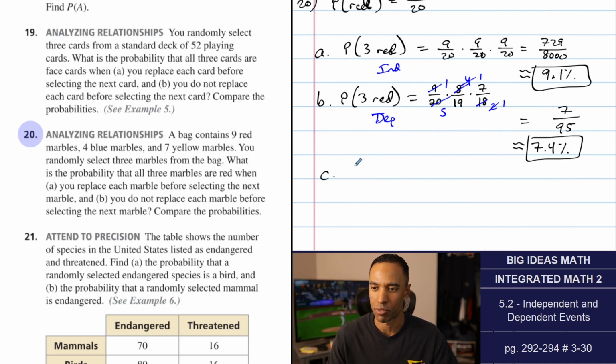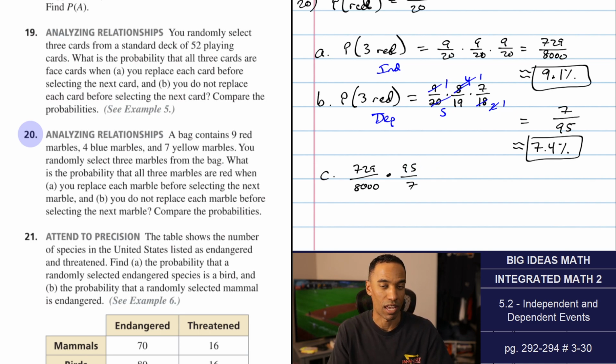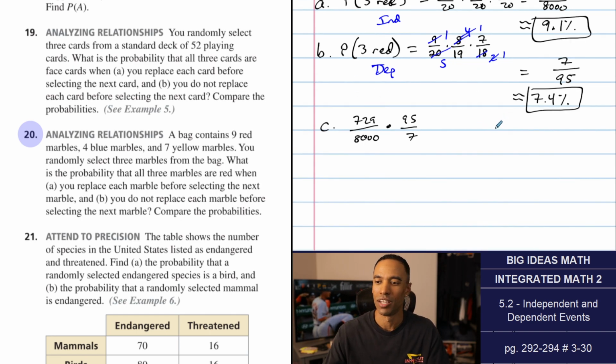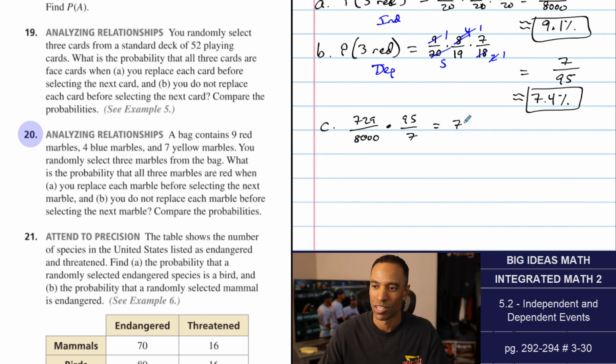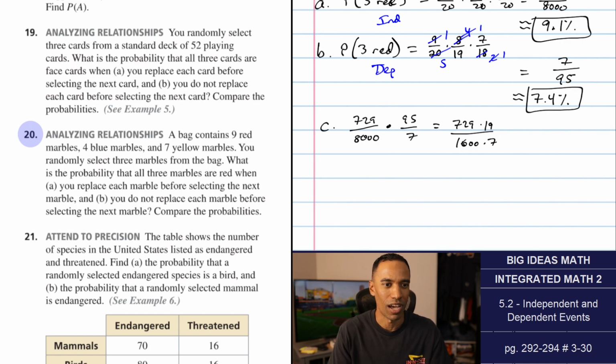This time, let's write it as I was saying before. Let's do 729 over 8,000 times, and then let's flip that, 95 over 7. And 729 can't divide by 7 as far as I can tell, but 95 over 8,000 can reduce, you can at least divide by 5. I'm sure that's it. But it can reduce to 19 over 1,600. So it can reduce this to 729 times 19 over 1,600 times 7. And I know that's probably unorthodox to really care about there, but let's just do that anyway.